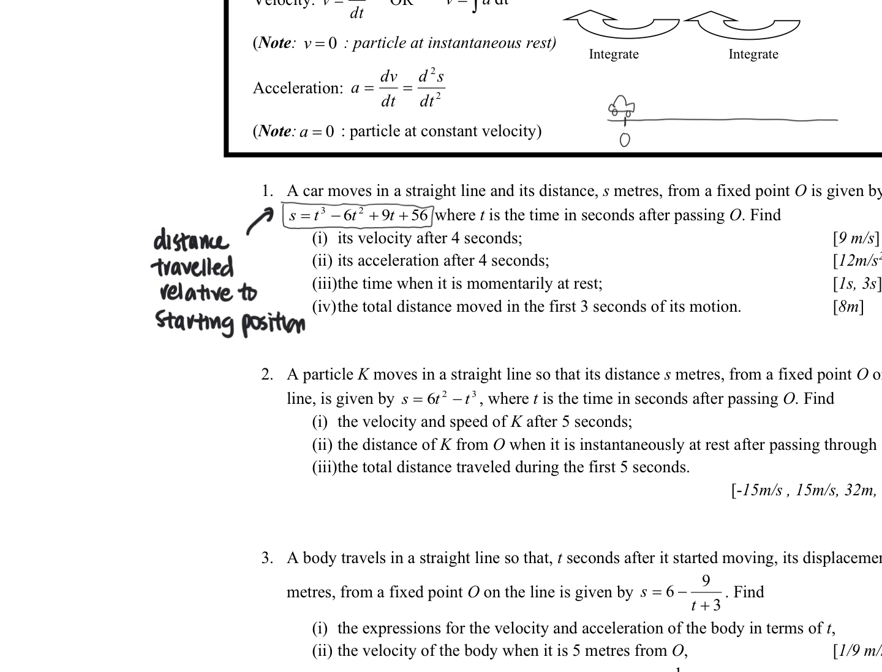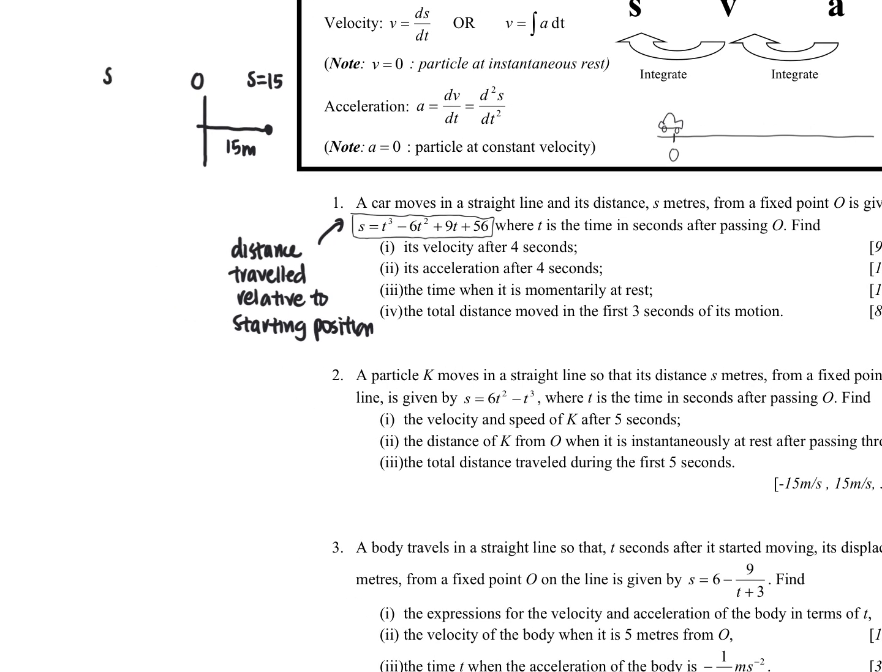So for example, if this is my starting point O, and I say that my displacement is 15 meters, then I'm here. This means I'm 15 meters away from my starting point. So displacement is always where you are with respect to your starting point. But I can also say, oh, I'm at a displacement of minus 20 meters. Then if this is my starting point, then my left is the negative direction. So I'm over here. So displacement can be negative.